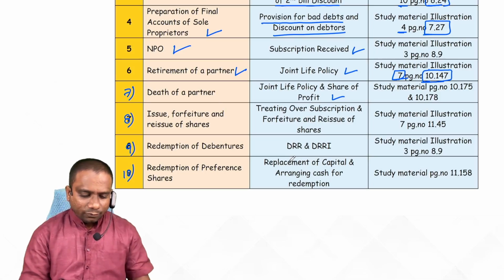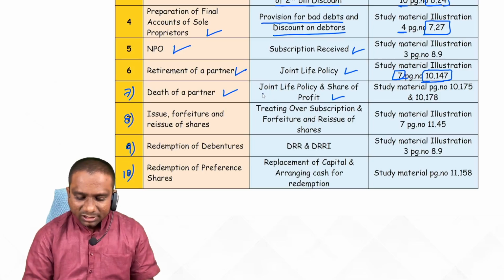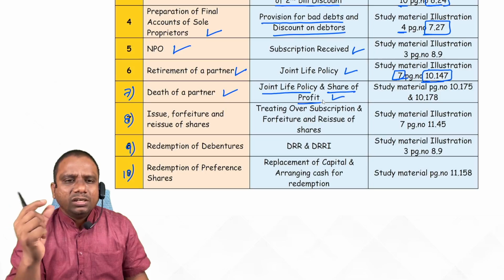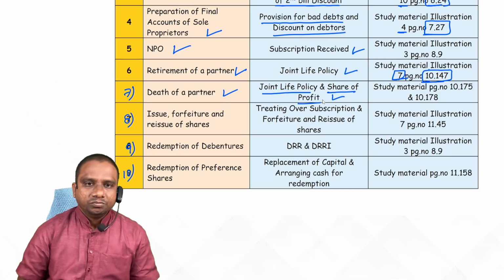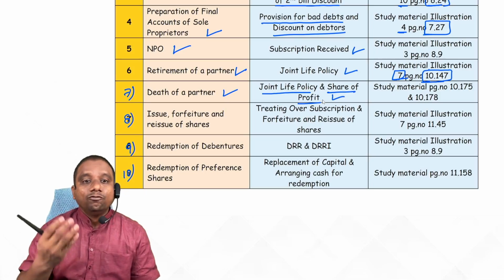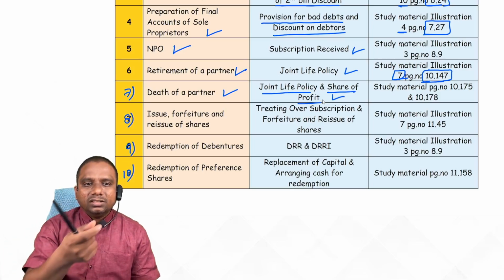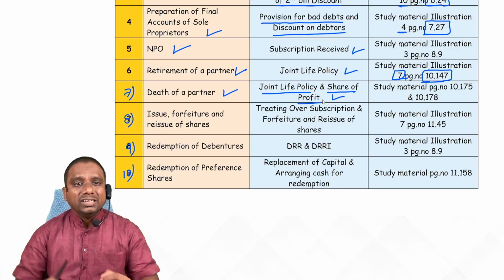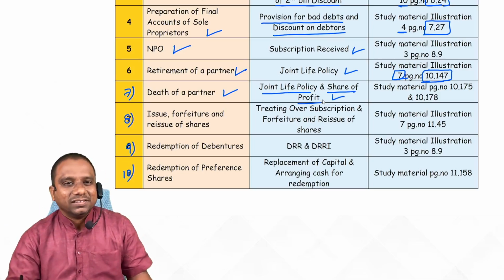Next, in case of death. In case of death, two adjustments: joint life policy, share of profit. The difference between retirement and death is, in case of retirement, we get only surrender value, but in case of death, we get full amount. Now, you can substitute simply the surrender value with policy amount. So, whatever the amount we get on the death of a partner, that amount we distribute to the partners.